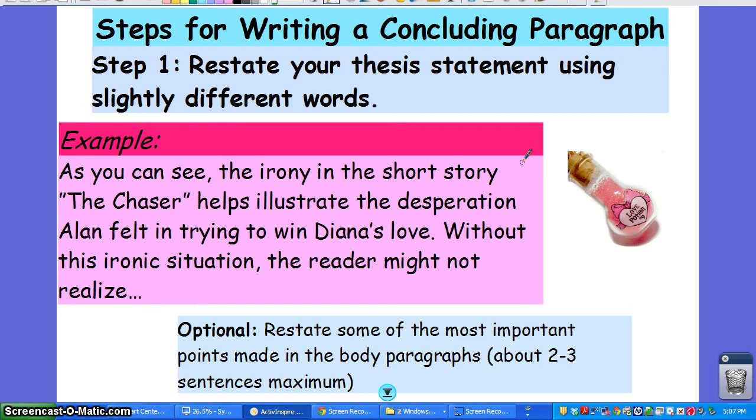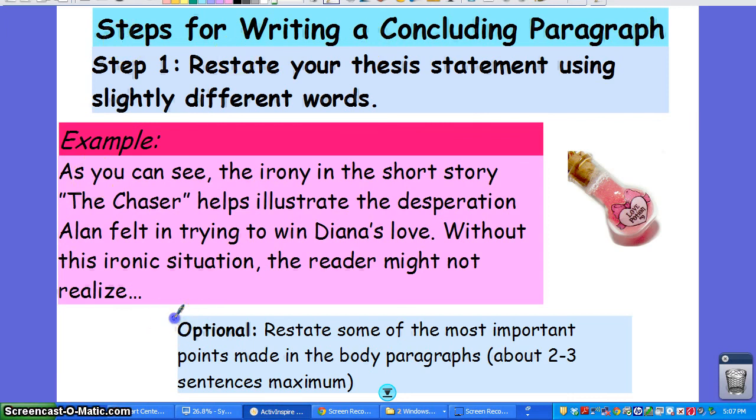Without this ironic situation, the reader might not realize... And so then I'm going to elaborate on that sentence by talking about how the irony actually adds to the story and how if the irony didn't exist, there would be key details or key points that the reader of the story would not know.